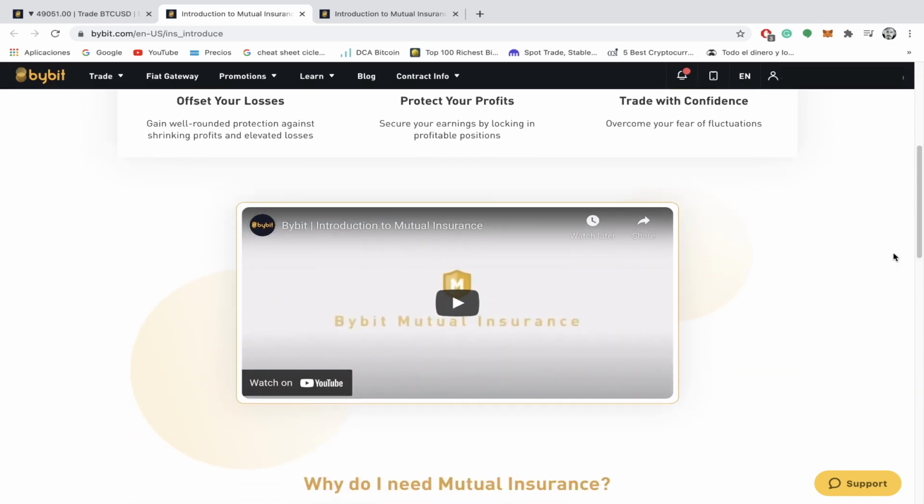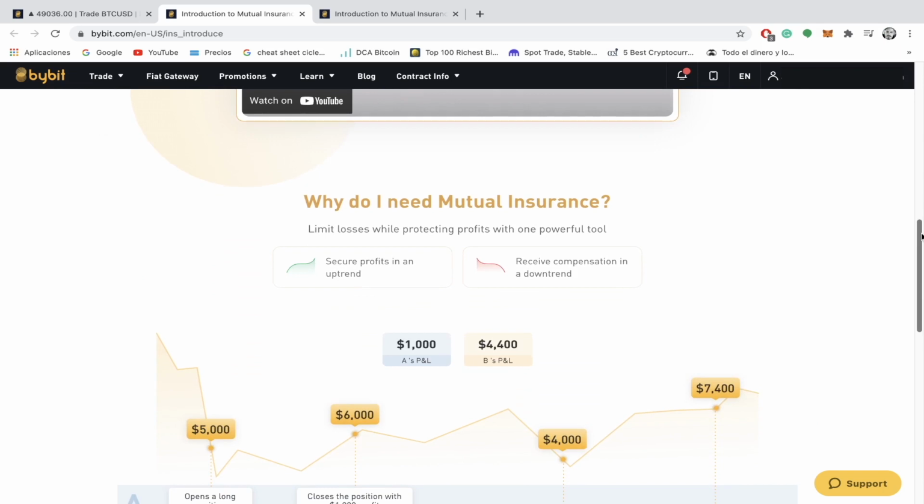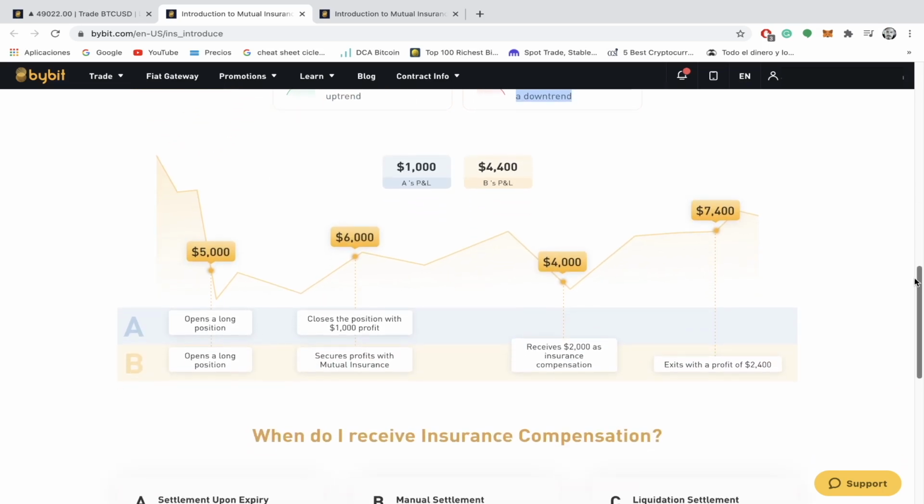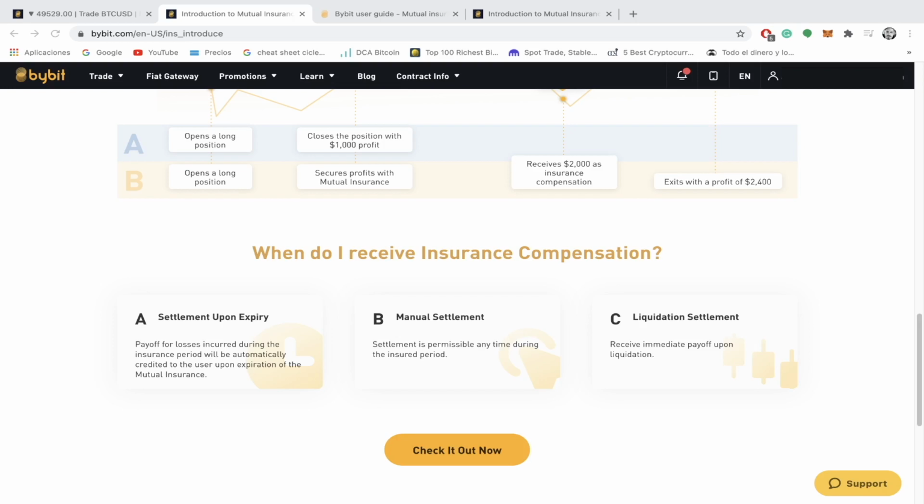And down here you can see there is a under 5-minute video. There is a great explanation of what mutual insurance is, explaining how it works and why you need mutual insurance. This is to secure profits in an uptrend and receive compensation in a downtrend. Here you can see there's a chart with the explanation. Basically, you are paying a short-term insurance between 2 hours and 48 hours. So if the market goes against you or hits your stop loss or your liquidation price, you will be compensated. But if the market doesn't go against you, you are still paying for this service.